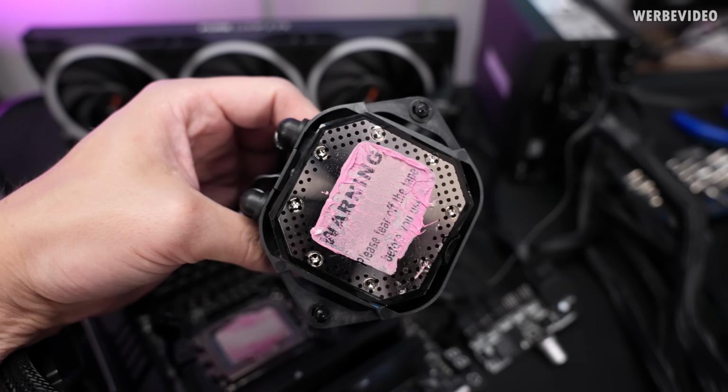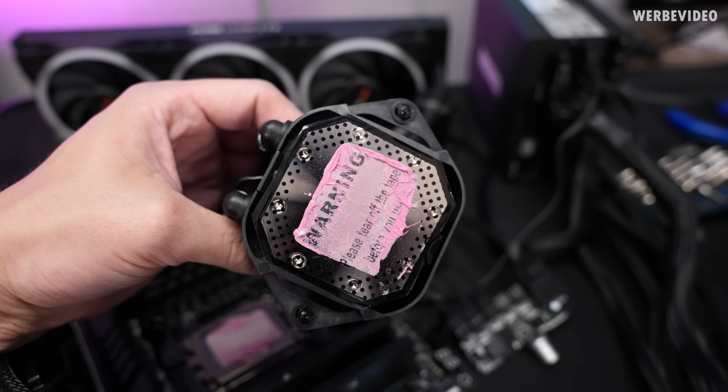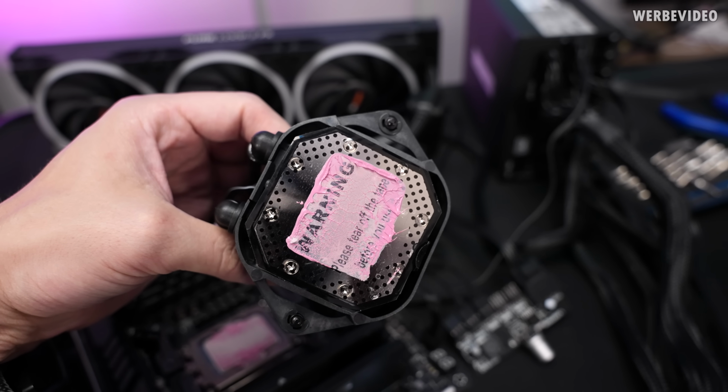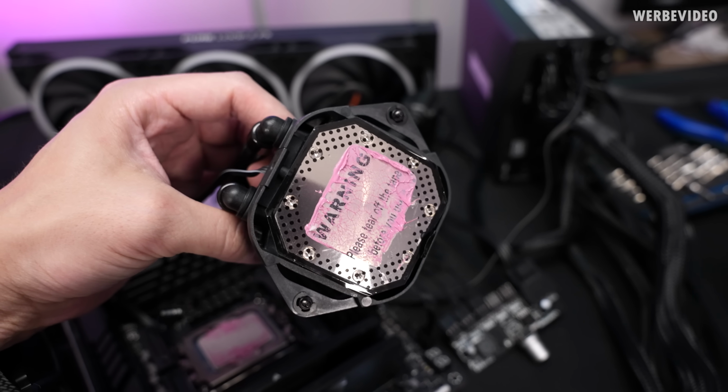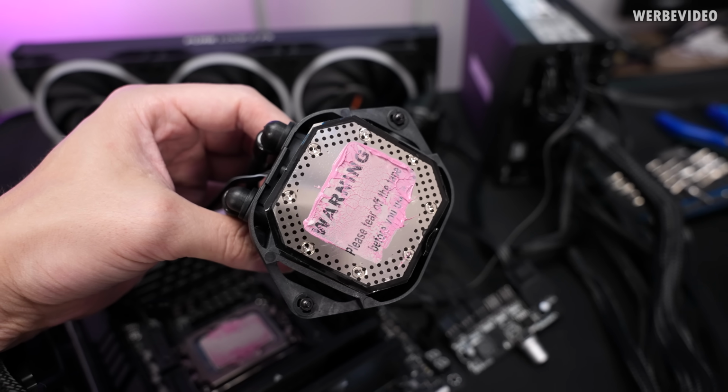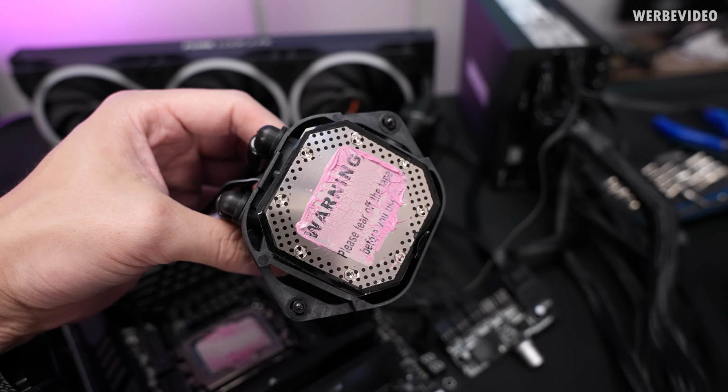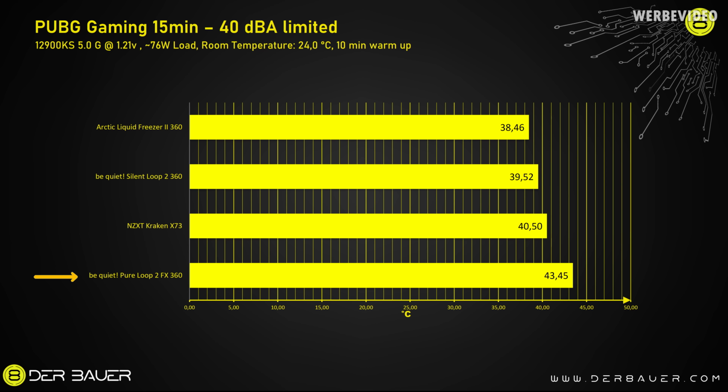Yeah, and I was wondering why the CPU is hitting like 99 degrees Celsius, why it's only clocking at 400 megahertz, and I was wondering if the pump is defective, but it seems like I had one of these moments, you know. In our gaming test, the be quiet! Pure Loop 2 FX performed, at least right now, the worst, with 43.5 degrees Celsius. That's actually worse than I expected.